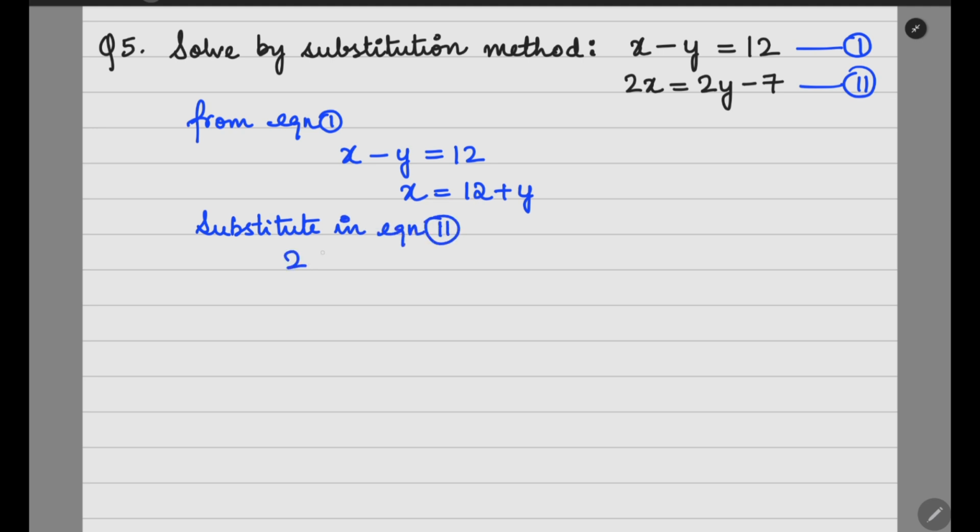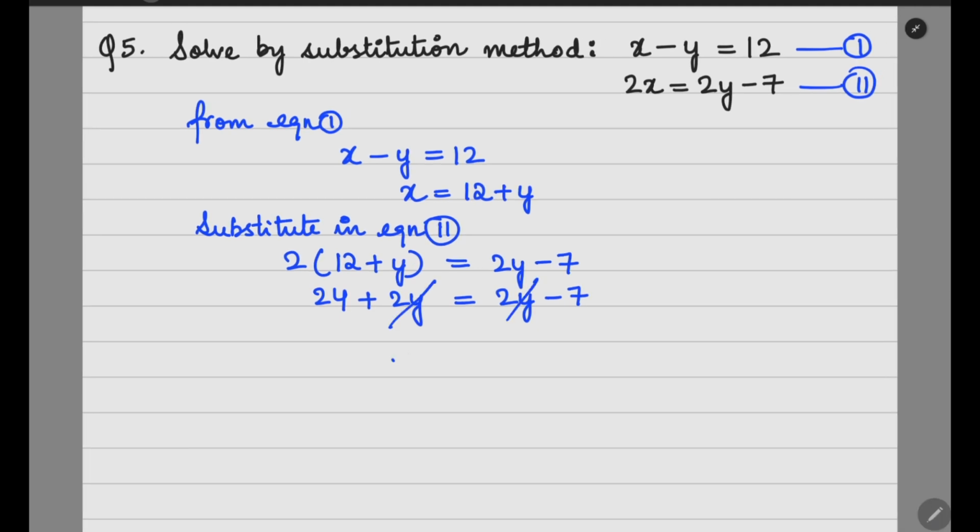So what do you get? 2 into, instead of x I'll put 12 plus y. This is what is called substitution, equal to 2y minus 7. Just solve for it. So 2 into 12, 24 plus 2y equal to 2y minus 7. So here what you are getting? 2y will get cancelled. 24 is not equal to minus 7, isn't it?